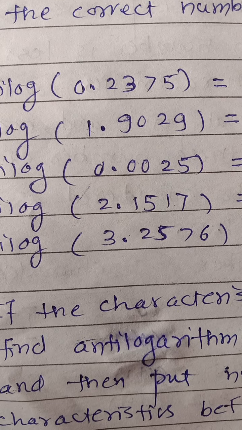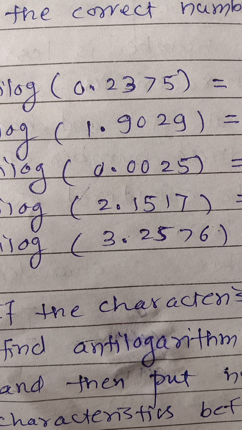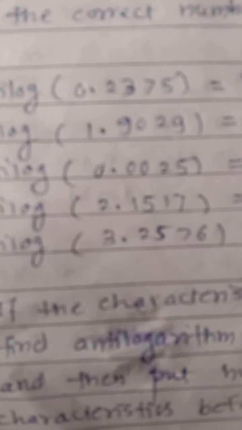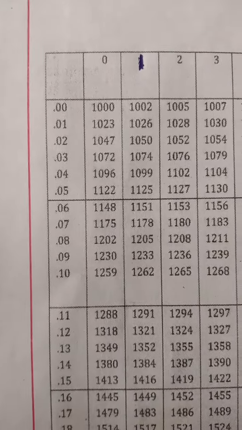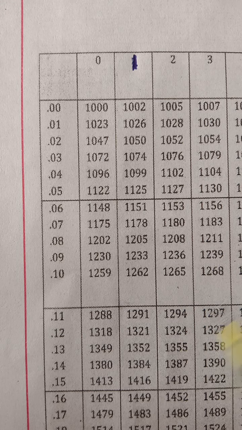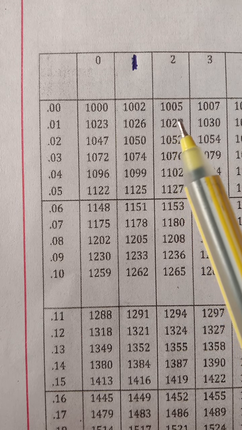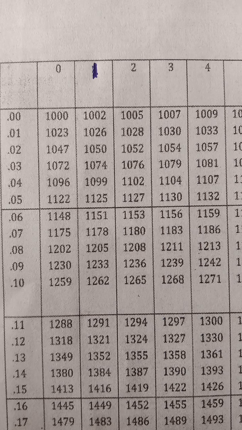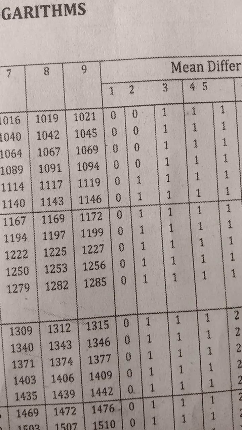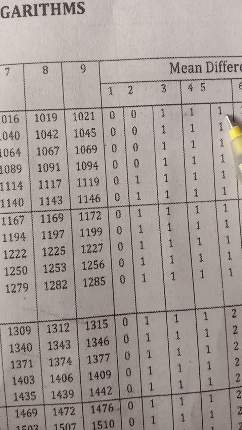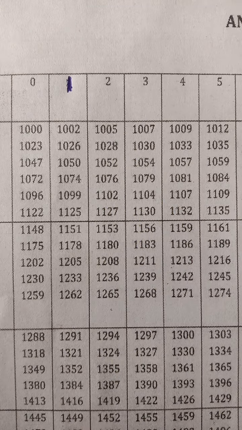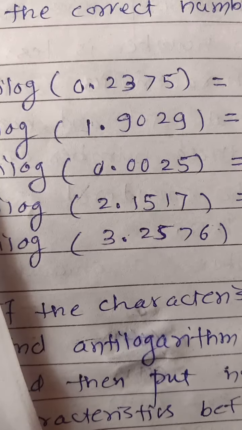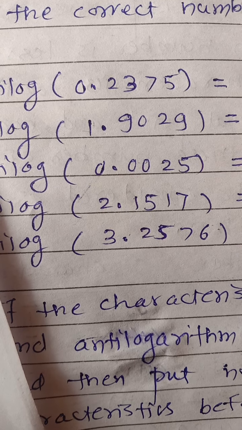Then we'll go for the third, that is 0.0025. In this case we will have to observe first 0.00, that is the first one. Then for 2 it is 1005, and then from the fifth column the mean difference is 1. So 1005 plus 1 is 1006, and therefore we can write 1006.